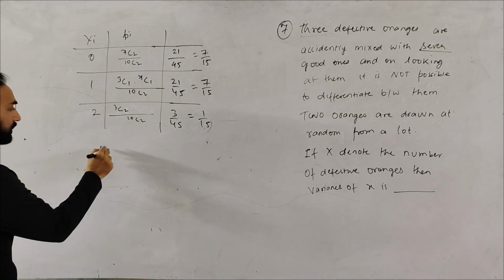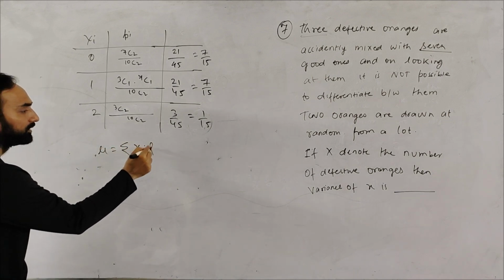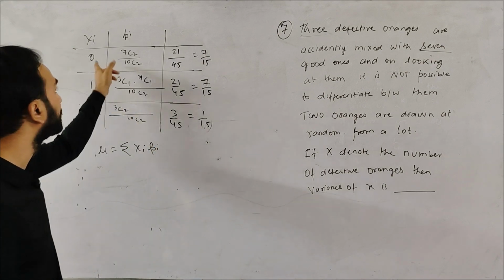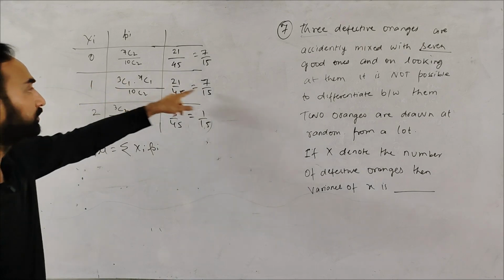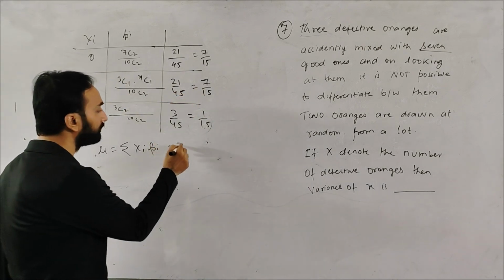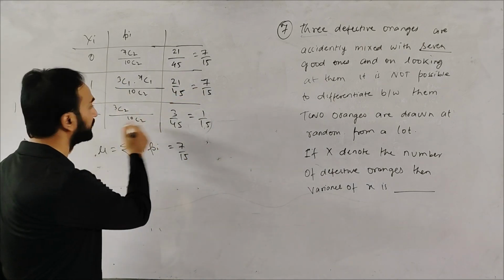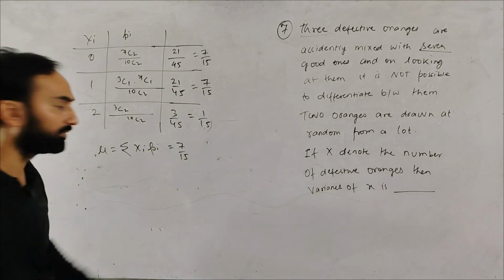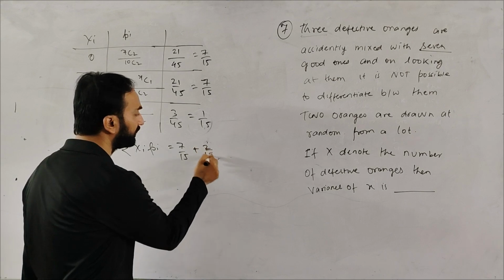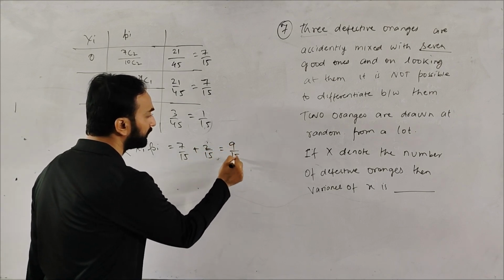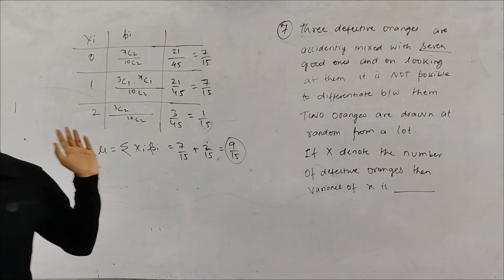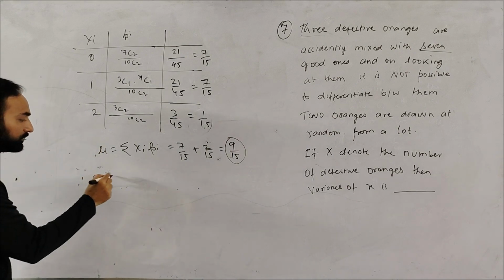Now mu will be what? Mu will be the summation of xi pi. Now calculate this xi pi. This will become 0. This will become 7 by 15. This will become 2 into 1 by 15, so this will become 2 by 15. This will become 9 by 15, right? Mu done.